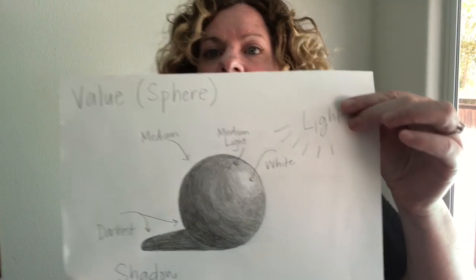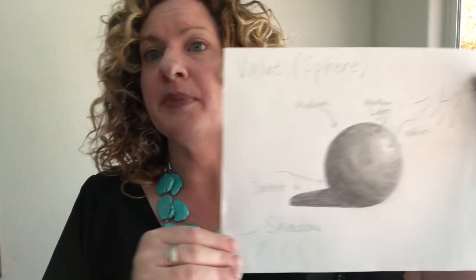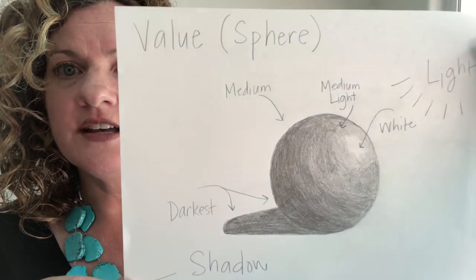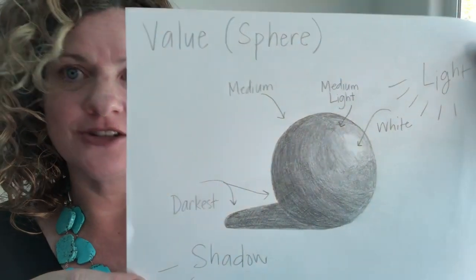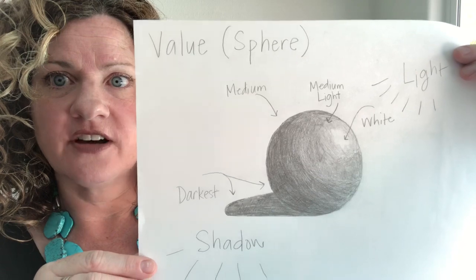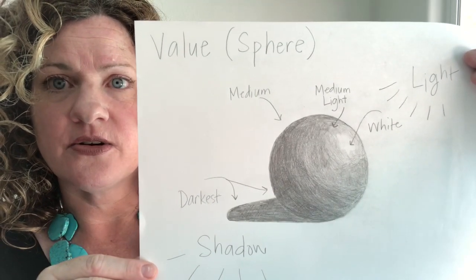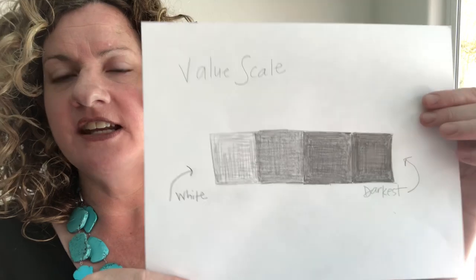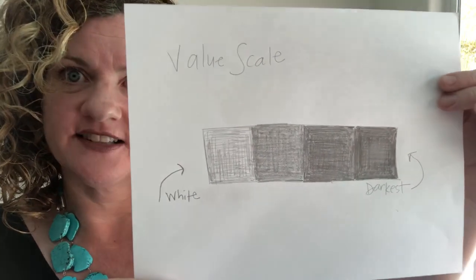This is going to be our project today. We are going to use a pencil to draw a sphere using value. Value is the lightness or darkness of a color. And so we are going to be using a value scale, which I'll show you right now, to help us shade in our sphere realistically.